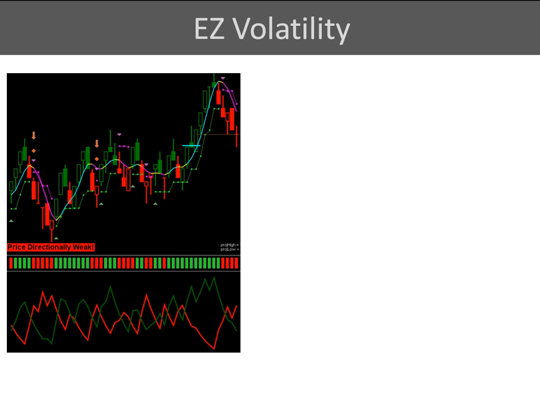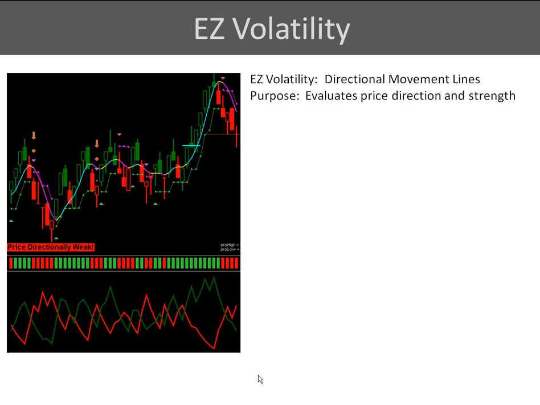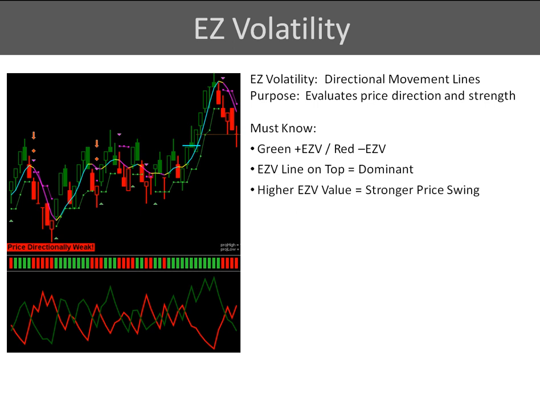candle color. This indicator generates two directional movement lines you can see on panel 2. The purpose is to evaluate price direction and strength. If you're going to use this indicator, you must know the thick green is the plus ECV line, the thick red is the minus ECV line. The ECV line on top is the dominant, telling us the price direction at the time. The higher the ECV value represents stronger price swing.